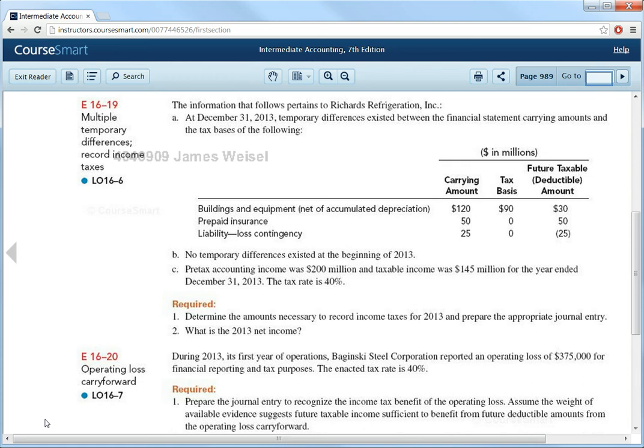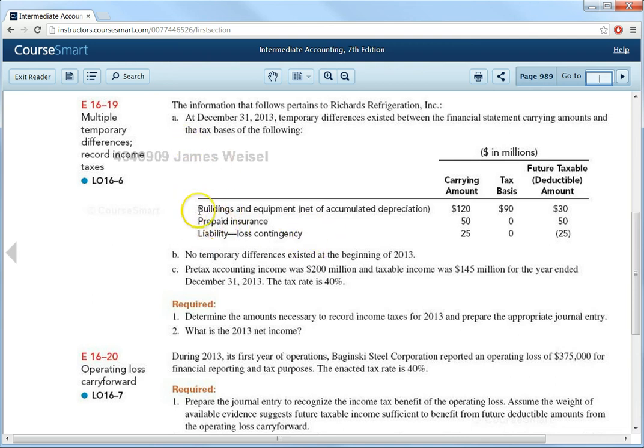So we have Richard's Refrigeration here, and they have three temporary differences we're told about relating to their tax accounting and GAAP accounting. And those three differences relate to some depreciation on buildings and equipment, some prepaid insurance, not necessarily or not life insurance proceeds, but could be casualty insurance or fire insurance or something like that. And then they also have a liability from a loss contingency. We talked about loss contingencies earlier in the semester, and so we will be discussing those again here.